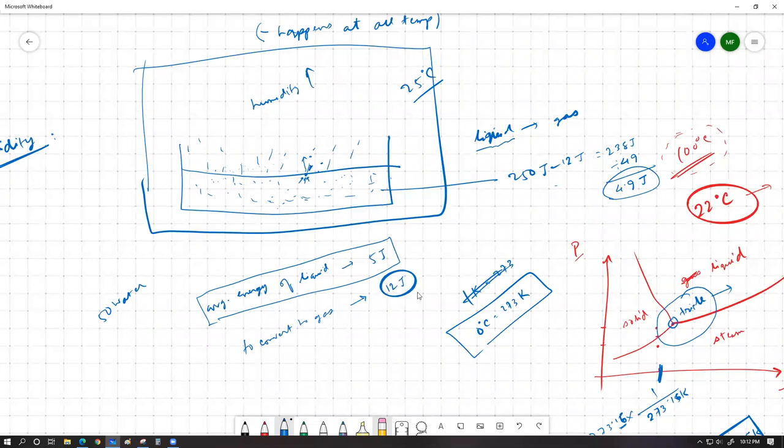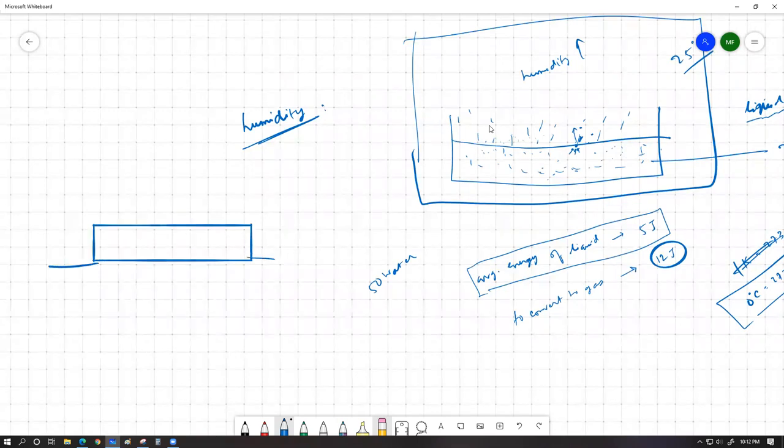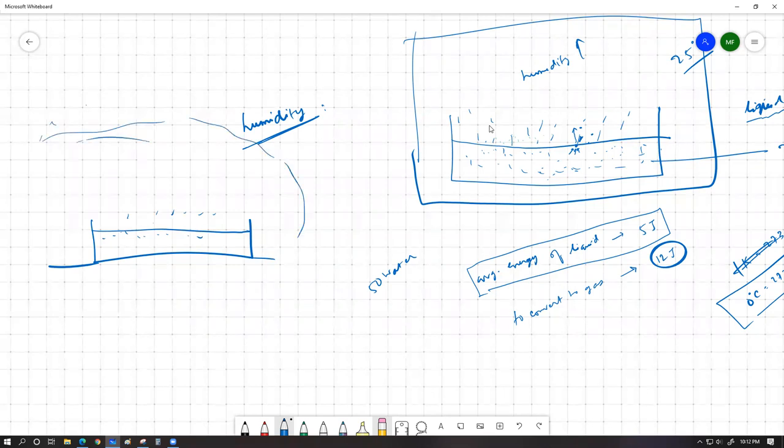The other way to explain this is if this was not happening within a closed room, but open to the actual atmosphere of the Earth, with the container filled with water and evaporation from the surface. Then we can assume the surrounding atmosphere is always maintained at a fixed 25 degrees Celsius. Whenever evaporation happens, the remaining liquid will experience a bit of a drop in temperature.